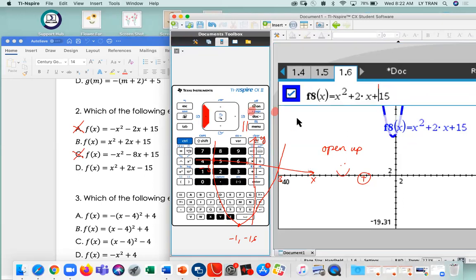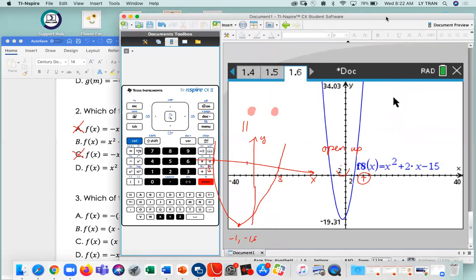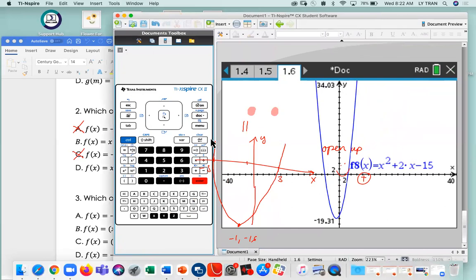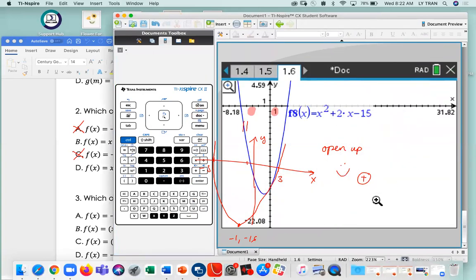So D is the answer. Let's check it out again. I'm going to change it to minus. Do we have what we're looking for? Let's take a look. Menu, window, zoom. I'm going to zoom out again and go back.